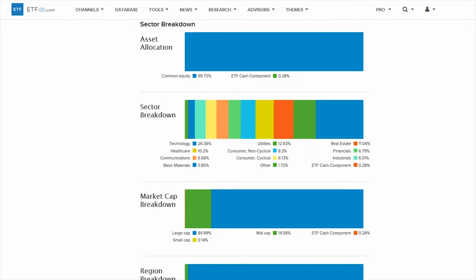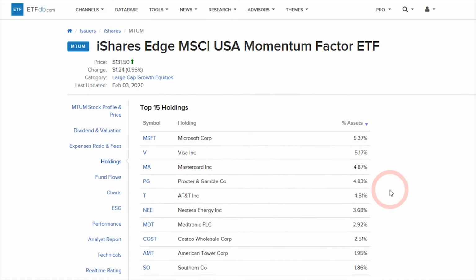And then we look at the sector breakdown, and yeah, technology is the biggest sector, but the second biggest sector is utilities, 12.63%, and the third biggest sector is real estate, 11%. And then the fourth biggest sector is healthcare. So after technology, the next three sectors really fit more in the mold of lower volatility and lower risk than they do in momentum and higher risk. So that's why I think the MTUM is a less than perfect ETF as far as measuring risk on, risk off. But I do chart it.